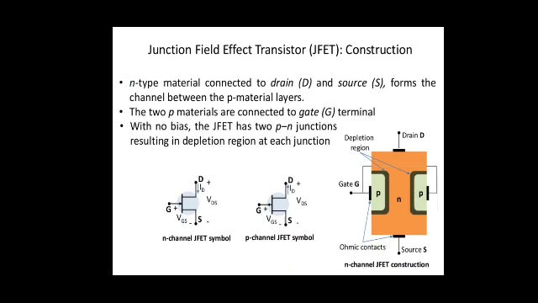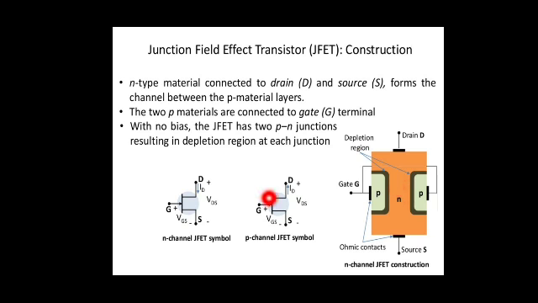Whenever the electrons are moving from source to drain, what is the direction of current? It is always opposite. The current will move from drain to source. Due to that, you have Id in this direction. The drain current is in this direction. Electrons are moving from source to drain, whereas the current will be moving from drain to source. Id is nothing but the drain current.